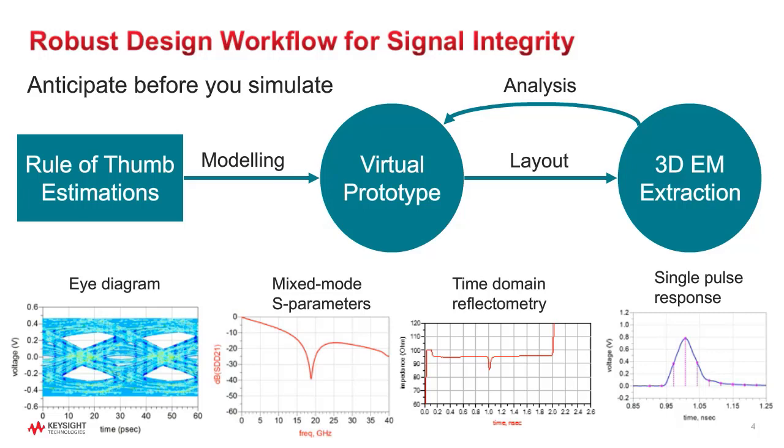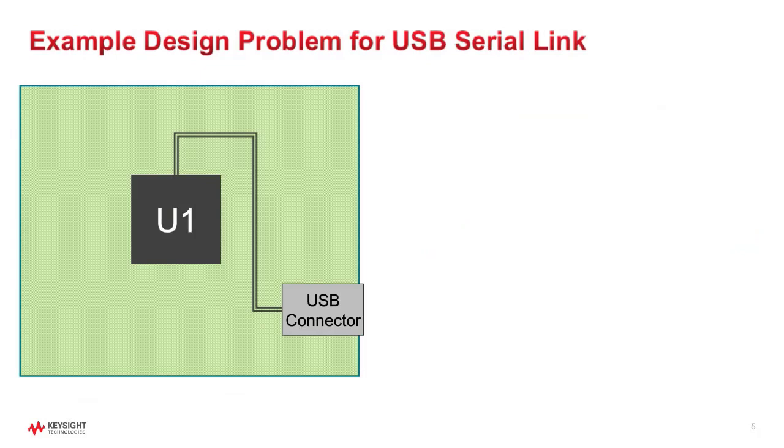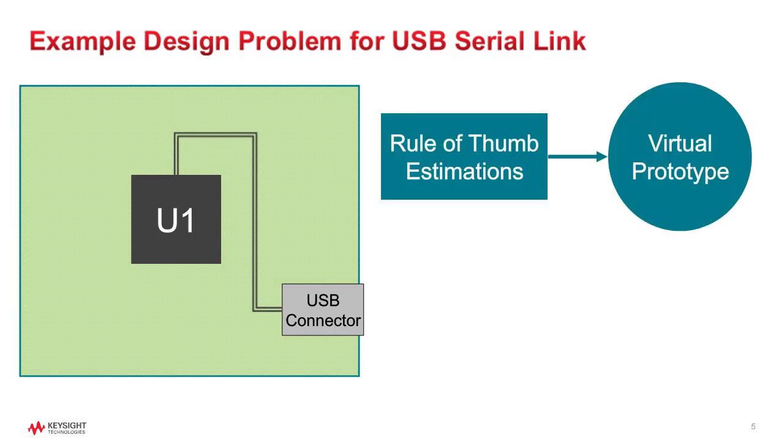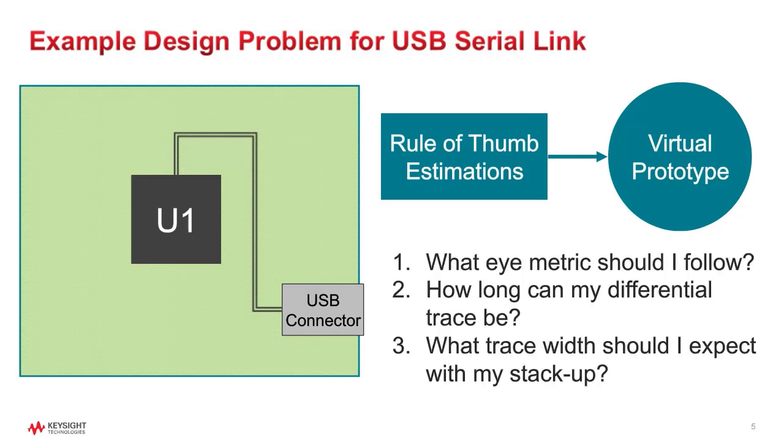Now here we're going to go through an example design problem for a USB serial link. A little more detail on the link will be included. And then we're going to start with some rule of thumb estimations to virtual prototype. In the process, we will answer 3 big questions. What eye metric should I follow? How long can my differential traces be? And what trace width should I expect with my stack up?